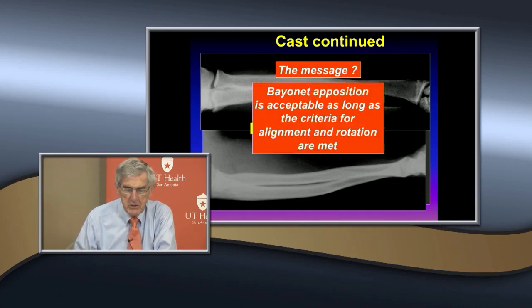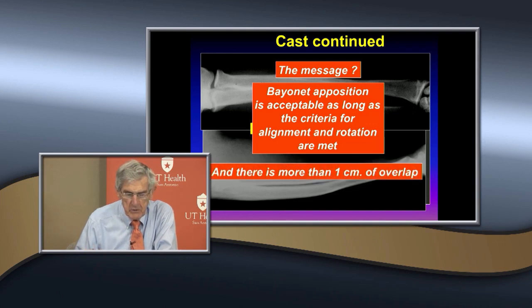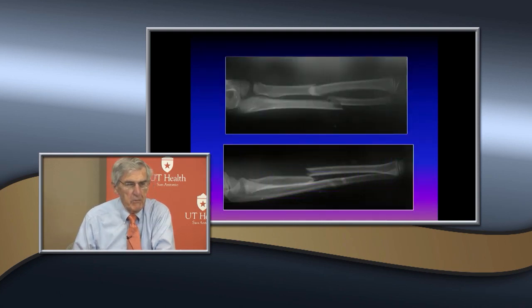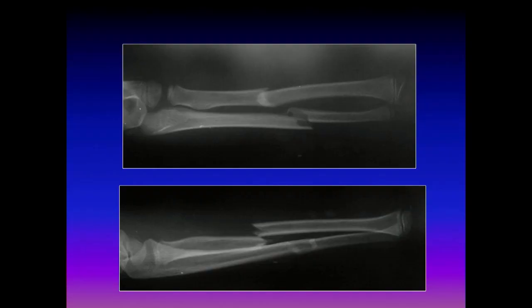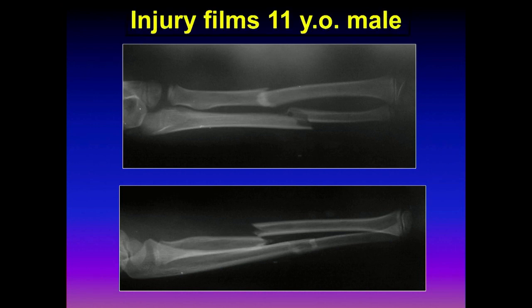So the message is, bayonet apposition is okay as long as the criteria for alignment and rotation are met, and you have no more than about a centimeter of overlap. But you have to watch it very carefully. You have to correct both of them. Now, this patient came in with this fracture pattern. How would you describe it to me? I would say it's a mid-shaft complete radius and ulna fracture. That's right. He's 11 years old. So you put it in a cast.